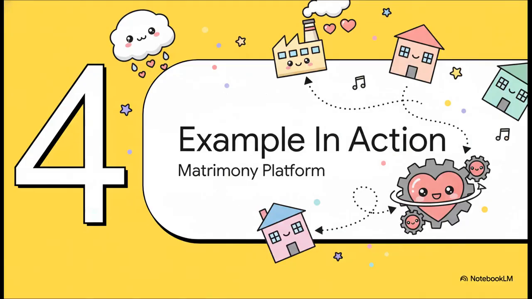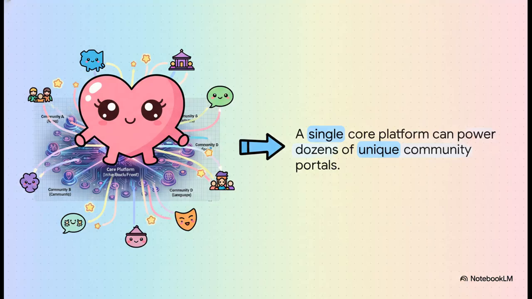I know this might still feel a little bit abstract, so to make it way more concrete, let's look at a fantastic real-world example of this in action. So, imagine a really big matrimony platform. Instead of building dozens of separate websites and apps for all the different states, languages, or religions they serve, they can use just one core platform. That's one backend, one front end, one infrastructure, powering every single one of those unique portals.